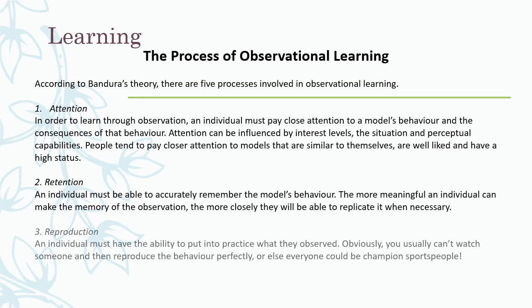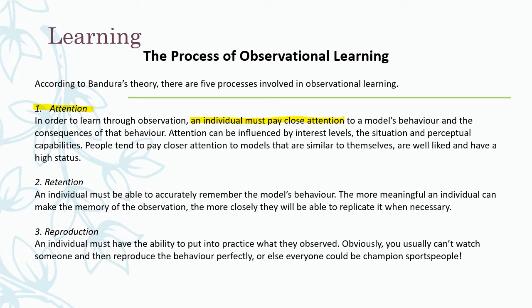So there are 5 different elements of observational learning. Attention is the first one, and now we need to be very careful with your wording on this one. You have to use the word attention. You have to use the word retention. You have to use the word reproduction, and so forth. You have to use those words when you're describing it, and usually you'll get a question that asks you to describe the process. The individual must pay close attention to the model's behavior and the consequences of that behavior.